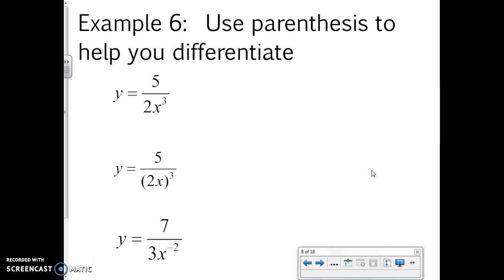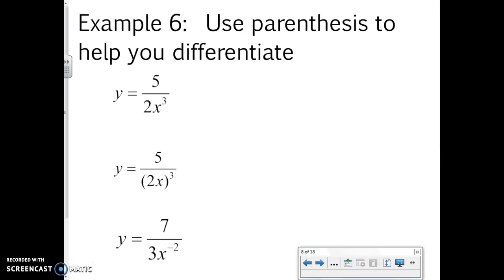This is chapter 2, section 2, calculus. And we're using our derivative rules, differentiation rules, in order to do things. And this one just says use parentheses to help you differentiate. So meaning we want to look for things we can chunk and group together.